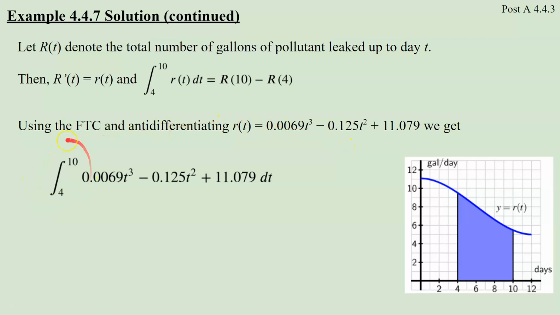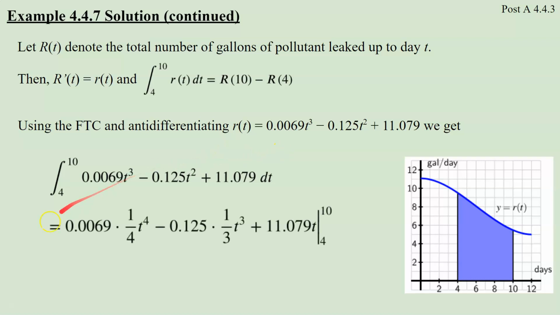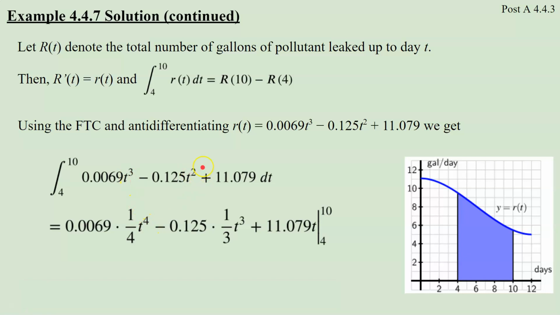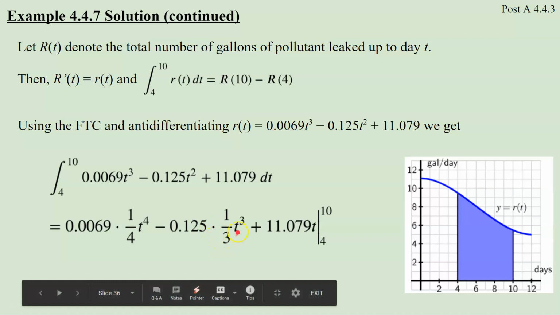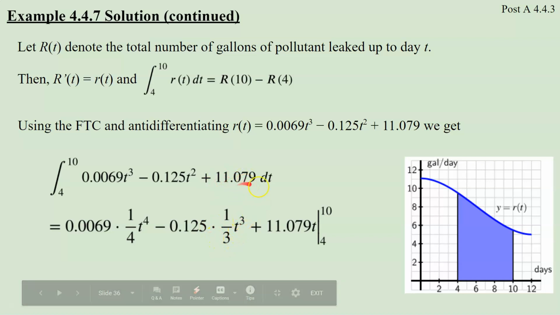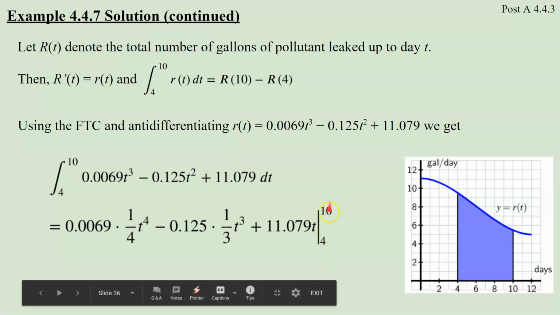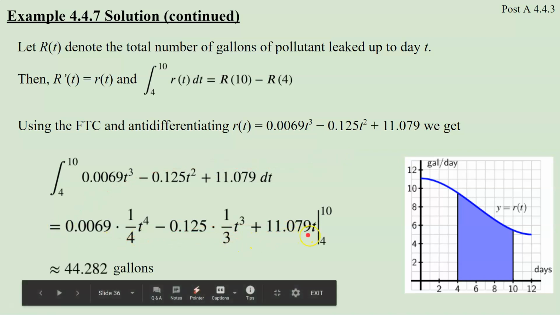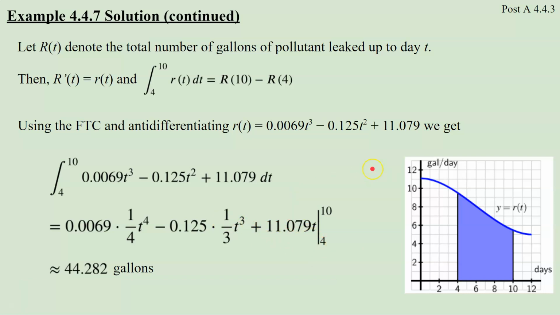We can say this: the definite integral from 4 to 10 of this whole function right here is going to be equivalent to, here's my leading coefficient, divided by 4. Where do we get the 4 from? Because we added 3 plus 1, t to the 4th. Then we take 2 plus 1, which is 3. We take 0.125 divided by 3, t cubed. And then we take 11.079 t, and we're evaluating that from 4 to 10. So we're going to plug 10 in for t, which we're not showing the work for. Then we're going to subtract, then we're going to plug 4 in for t, which we're not showing, and then we're going to subtract the two.